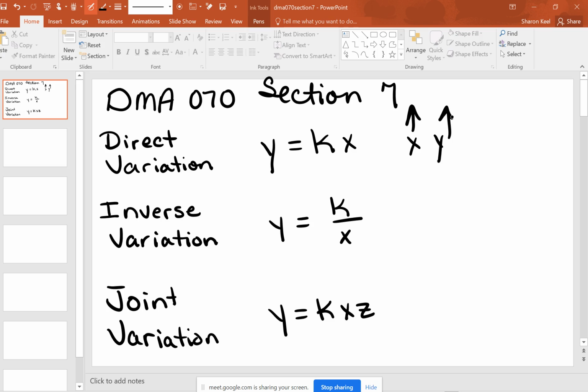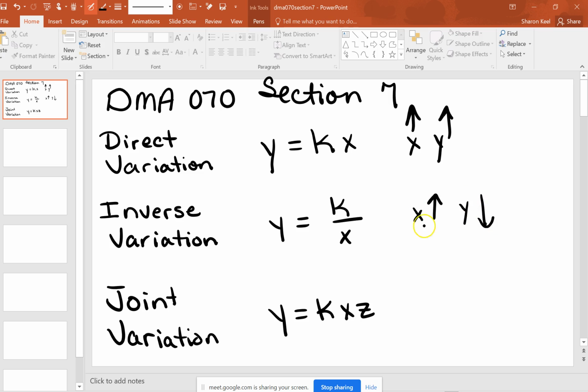For example, a person's weekly pay and the number of hours that they work. The more hours they work, then the more pay they earn. The fewer hours they work, then the less that they earn. So that's what happens with our direct variation. With an inverse variation, when one value goes up, the other value goes down.